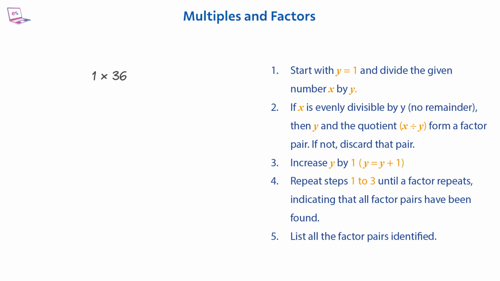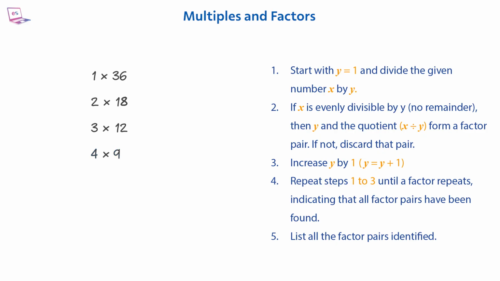Increase y to 2. Is 36 divisible by 2? Yes. 2 times 18 equals 36. The factor pair is 2, 18. Increase y to 3. Is 36 divisible by 3? Yes. 3 times 12 equals 36. The factor pair is 3, 12. Increase y to 4. Is 36 divisible by 4? Yes. 4 times 9 equals 36. The factor pair is 4, 9.